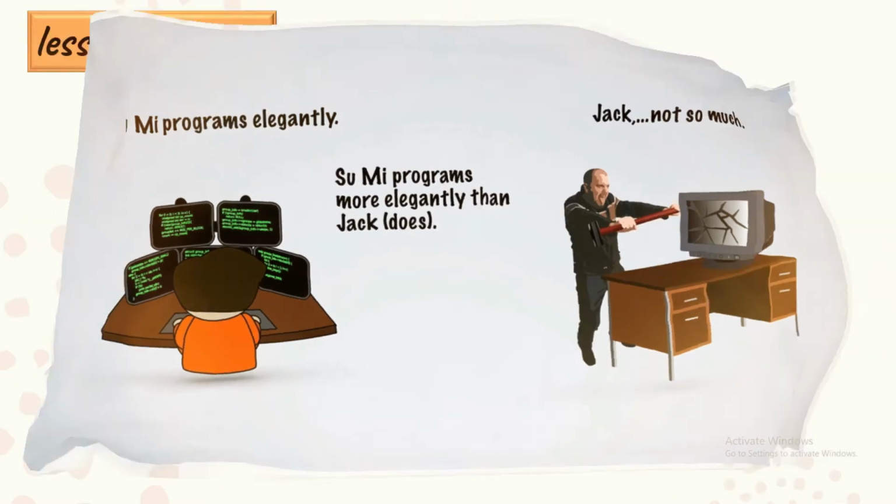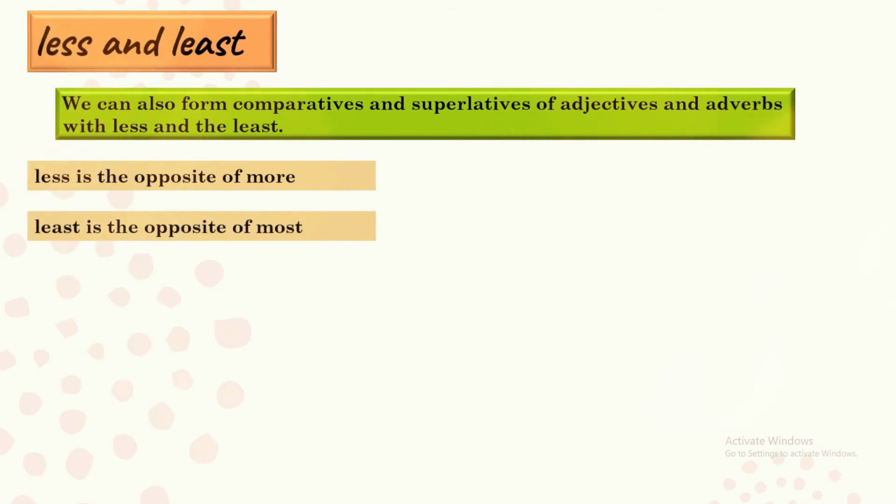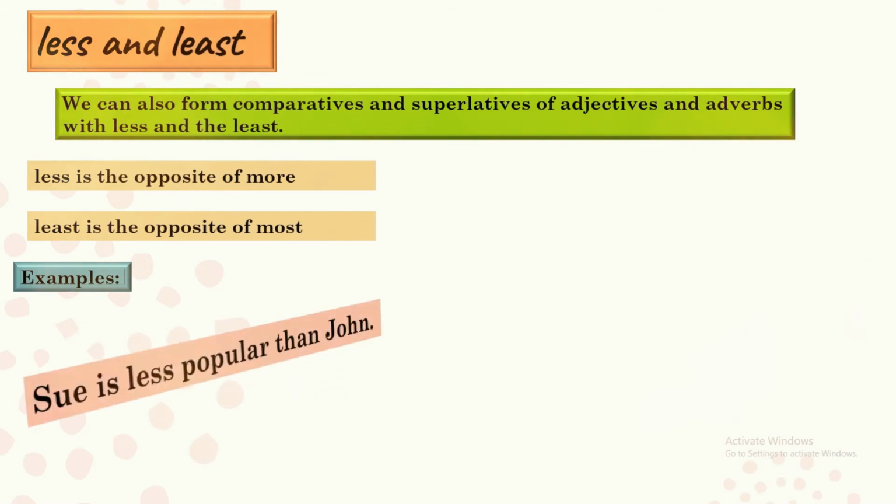Let's move on. Here I have less and least. We can also form comparatives and superlatives with the adjectives and adverbs with less and the least. Less is the opposite of more. Least is the opposite of most. Let's have an example. Sue is less popular than John. Sue is the least popular.